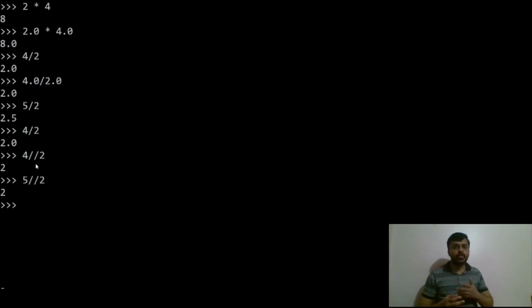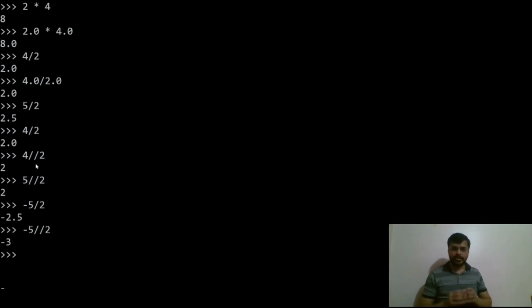Now if I use a negative number, let's say minus 5 divided by 2, I get minus 2.5. But if I use two forward slashes, I get minus 3. Now this is because it is again trying to give us the minimum or the lowest integer nearby to that number. So minus 3 is nearby to minus 2.5. Hence we got minus 3 as a result.